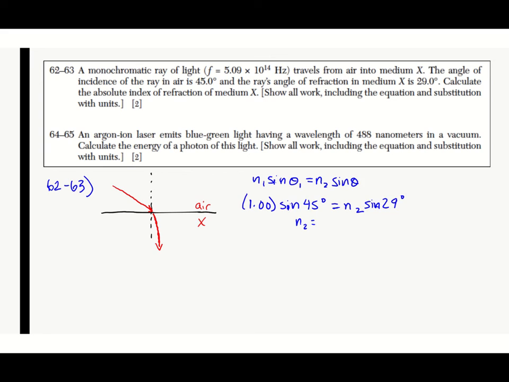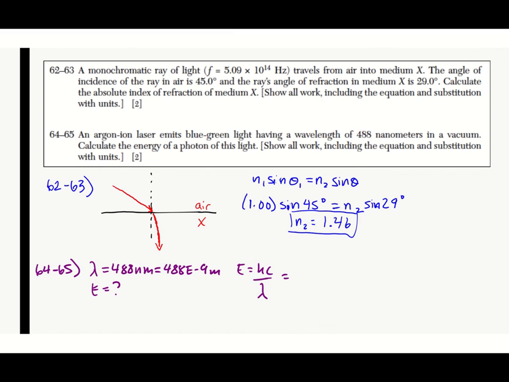Okay, 64 to 65. An argon ion laser emits blue-green light having a wavelength of 488 nanometers in a vacuum. So to give this the wavelength lambda, 488 nanometers, that's the same as 488 times 10 to the negative 9 meters. And we're looking for energy in that photon. There's only one equation, E equals hc over lambda, or hf if you have frequency, but in this case we have to use this form because we have lambda.